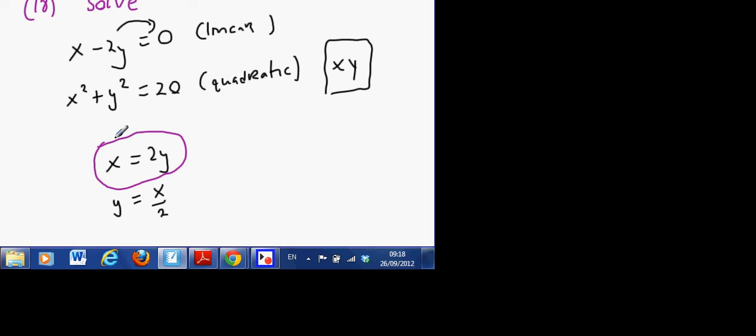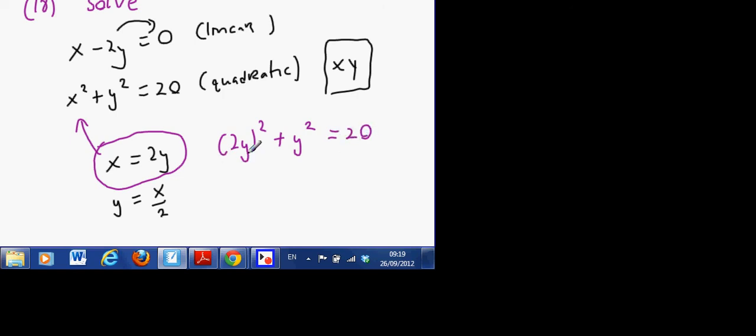Once you choose this, we're going to substitute this into the quadratic, which means anywhere we see x, we now put 2y. So we're going to rewrite the quadratic equation like this. It was x squared, now it's going to be 2y squared. Now it's going to be plus y squared here, and this equals 20.